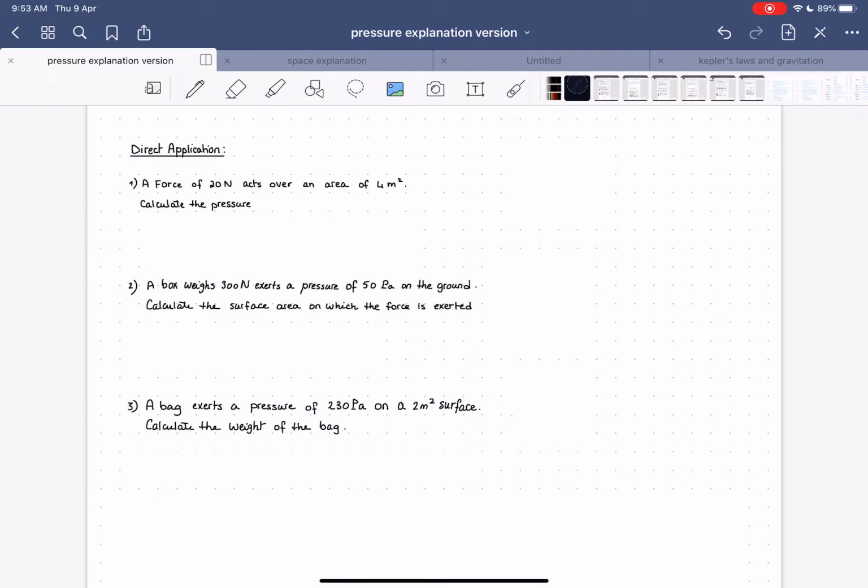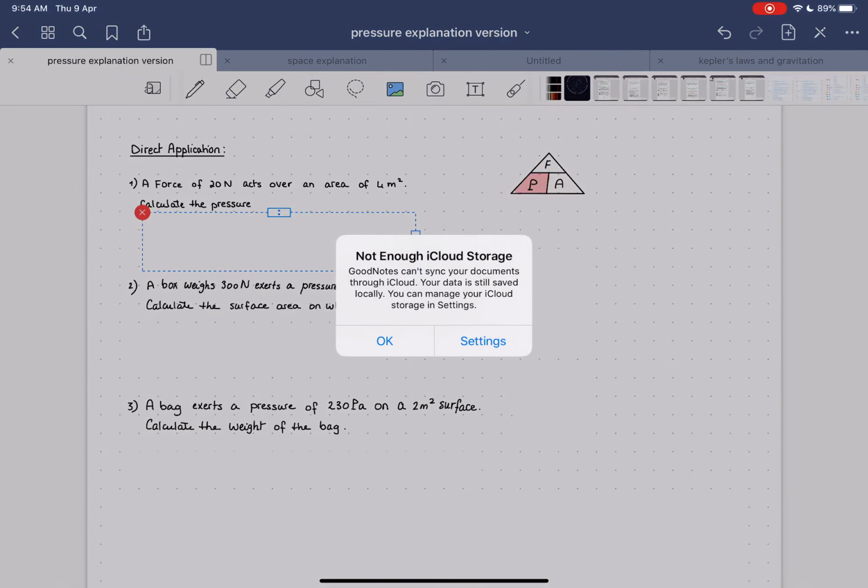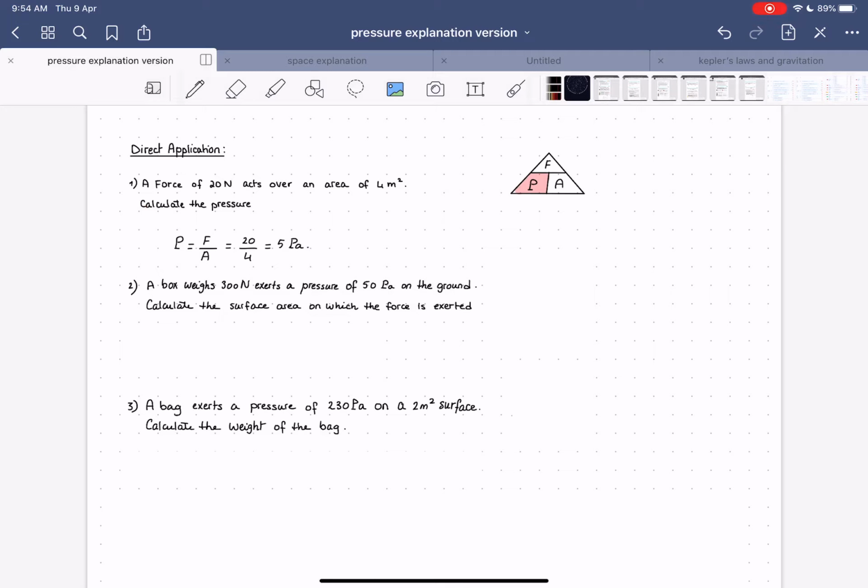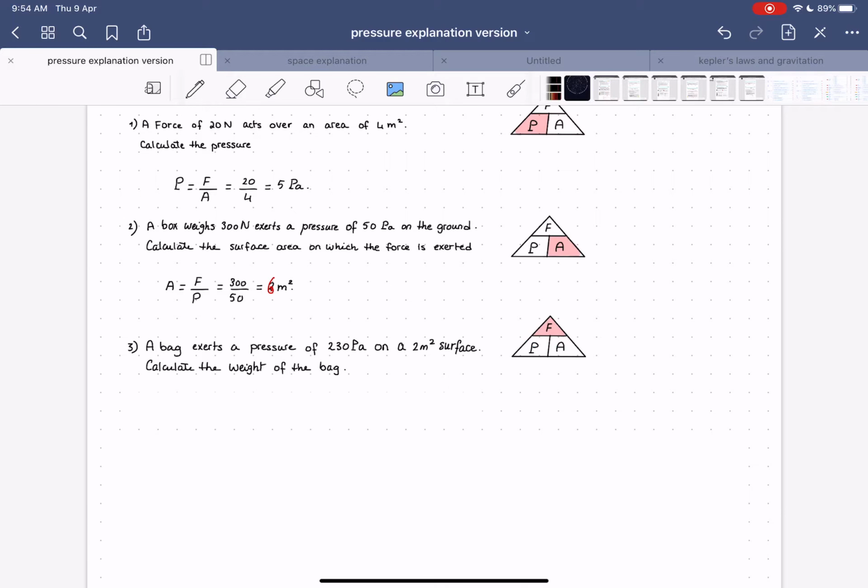These are some very simple direct applications. In the first question, we want to find the pressure. So it will be force divided by area, and it gives you 5 Pascal. In the second one, we want to get the area. So it's force divided by pressure. It will give you 6 meters squared. And in the last question, we want to get the force. So it's P times A. It will be 460 Newton. Remember to keep placing the correct unit next to the correct variable.